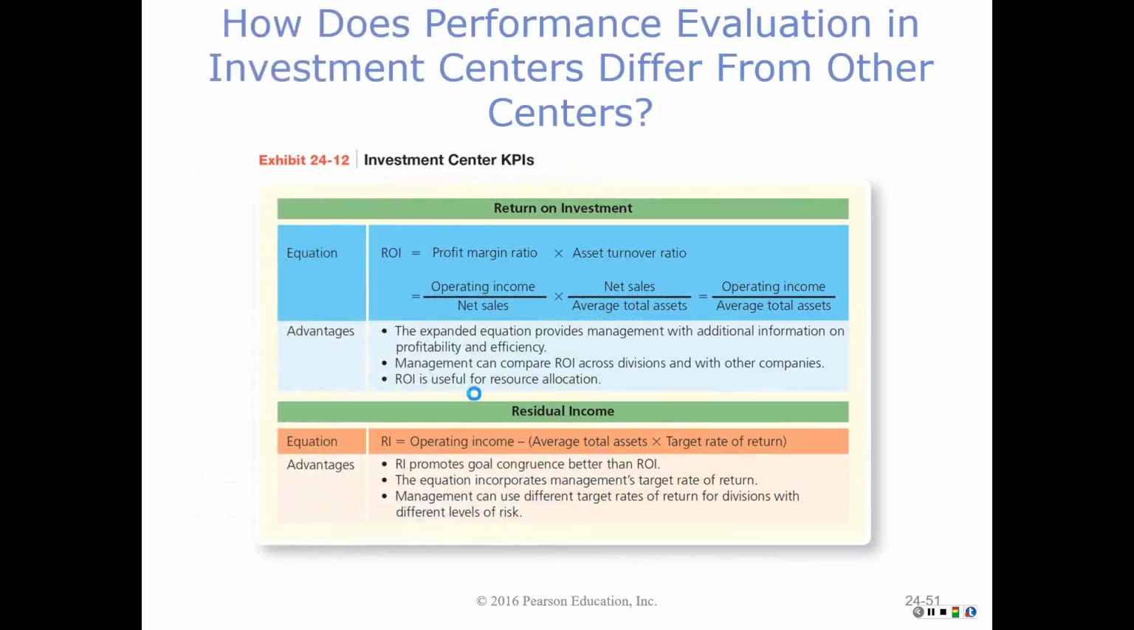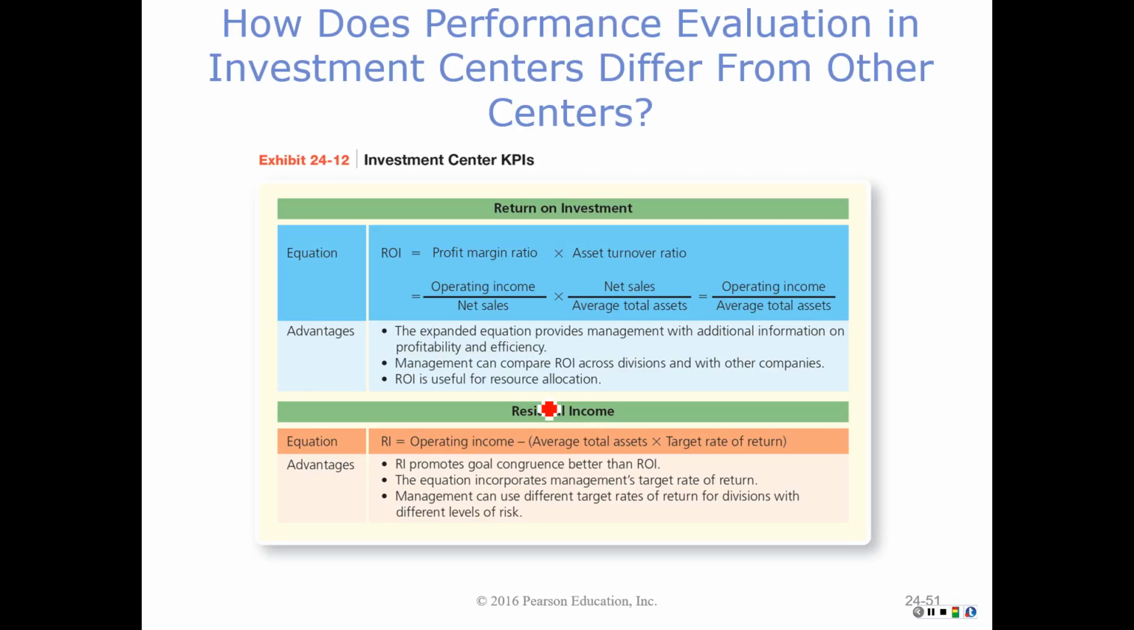And so this allows an organization, let's just start at the bottom here with residual income. Okay, so this allows the organization, your book says, to promote goal congruence better than return on investment, because managers can estimate the minimum target rate of return that they would like to achieve.